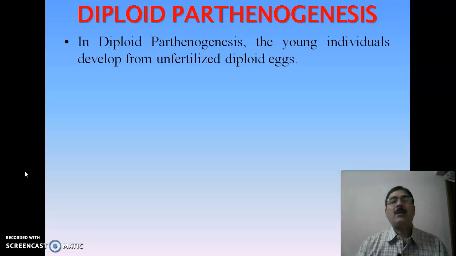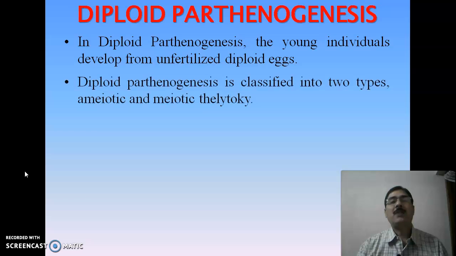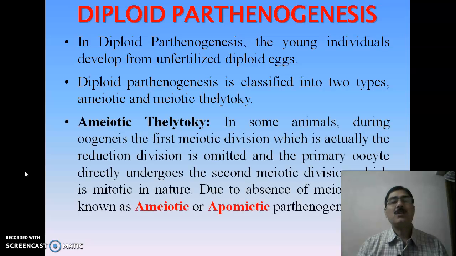In the case of diploid parthenogenesis, the young individual develops from the unfertilized diploid eggs. Diploid parthenogenesis is classified into two types, the ameiotic and meiotic thelytoky. In ameiotic thelytoky, in some animals during oogenesis, the first meiotic division, which is actually the reduction division, is omitted, and the primary oocyte directly undergoes the second meiotic division, which is mitotic in nature. Due to absence of meiosis, it is known as ameiotic or apomictic parthenogenesis.